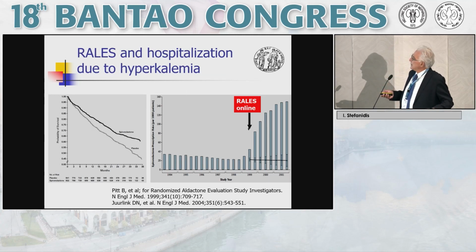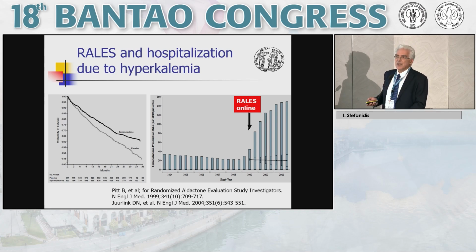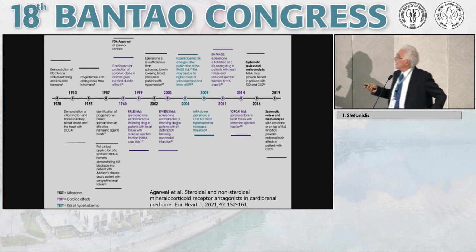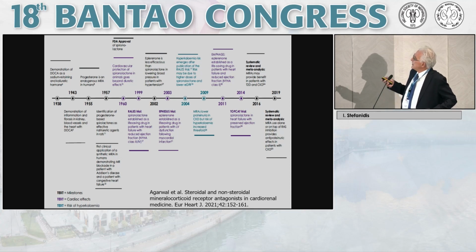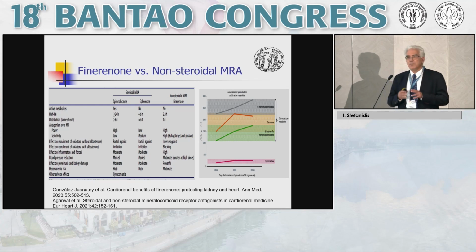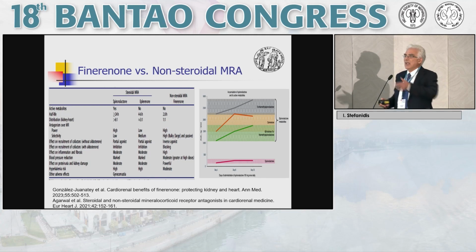But clinical practice shows that after RALES, hyperkalemia was seen in many patients in every hospital in the Western world where this drug was used. This is also the case in studies that followed, EPHESUS for eplerenone. The studies showed a high percentage of hyperkalemia, and only in meta-analyses were these positive effects of MRAs proven. This led to the investigation of the drug we are speaking about today, finerenone.